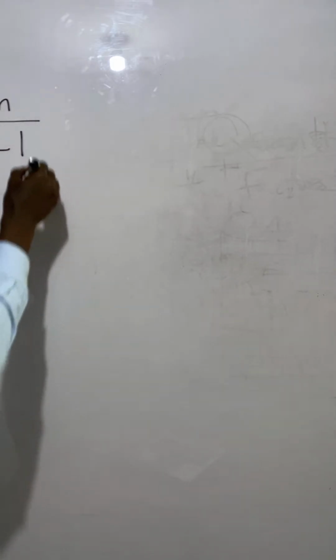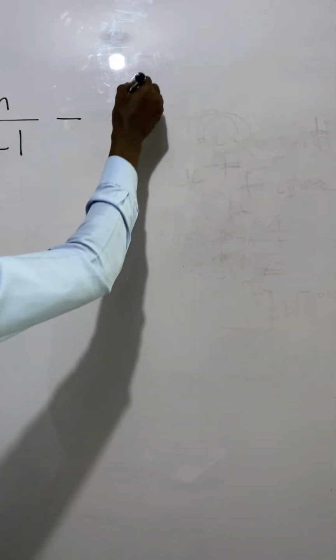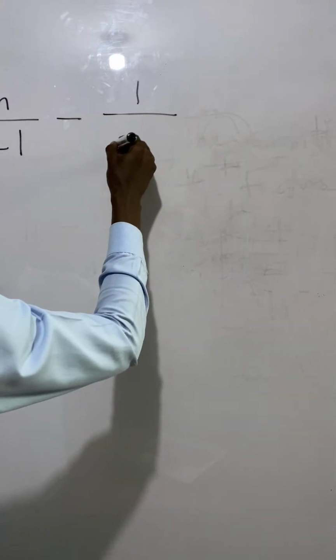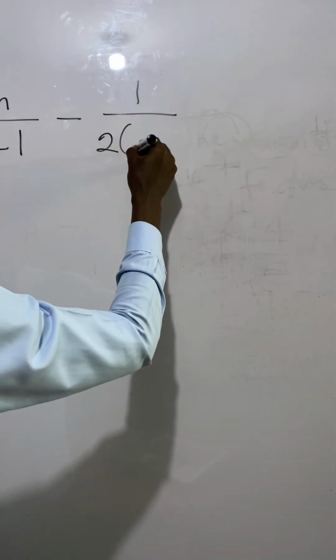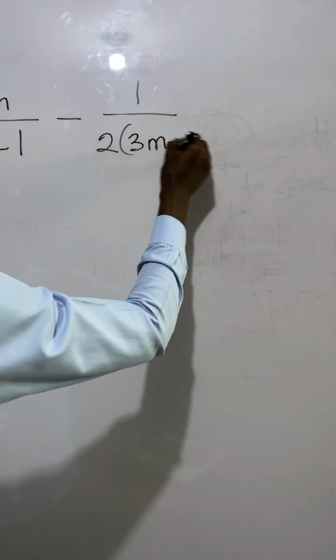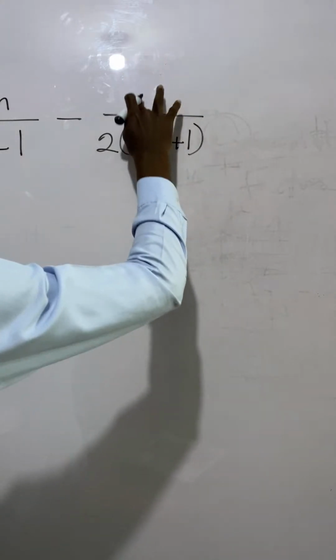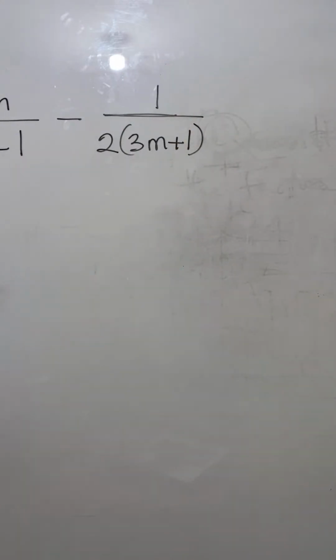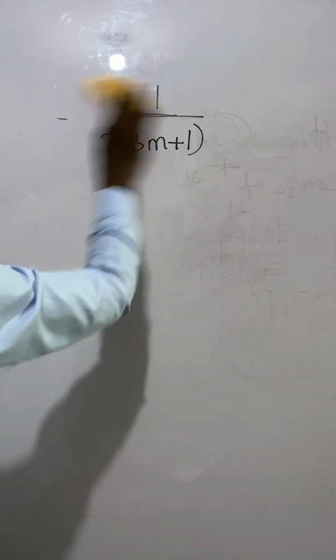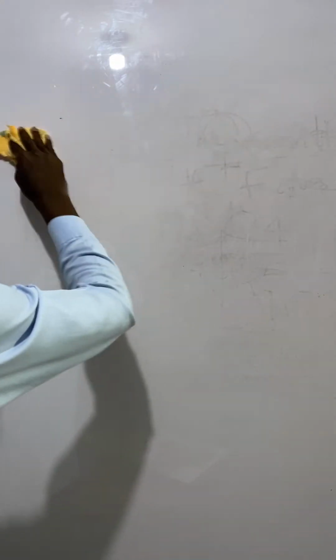So you have 3m divided by 9m squared minus 1, minus 1 over 2 into bracket 3m plus 1, and bracket closes. So we have an equation like this. I think we are out of frame, so let me rewrite the question.